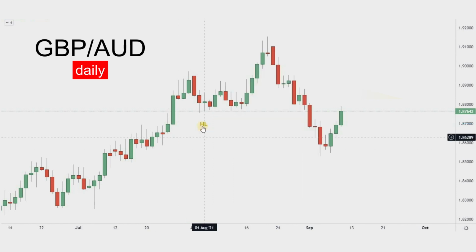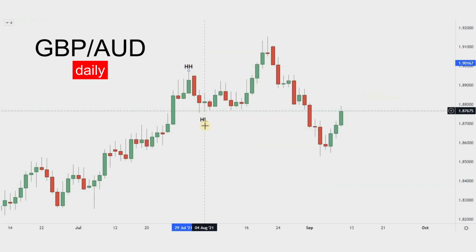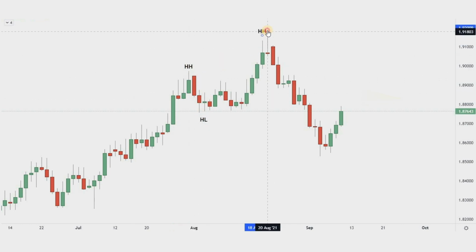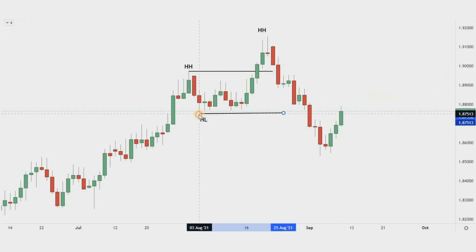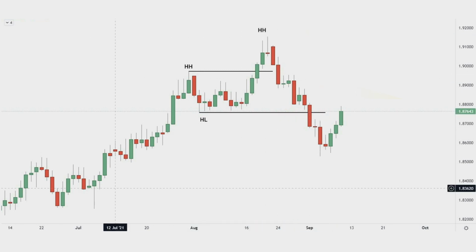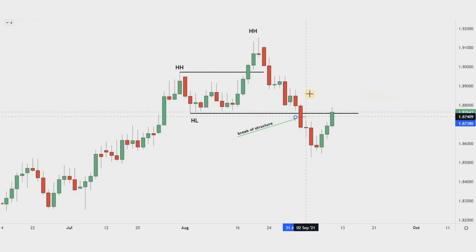The first thing that we must always do is to check market sentiment: are we in a bullish trend, a bearish trend, or sideways? In order to define that we are going to highlight the structure. We noticed a clear uptrend with higher lows and higher highs. Then we noticed a break of the last higher low, also called the break of structure. This is a sign of a trend reversal.